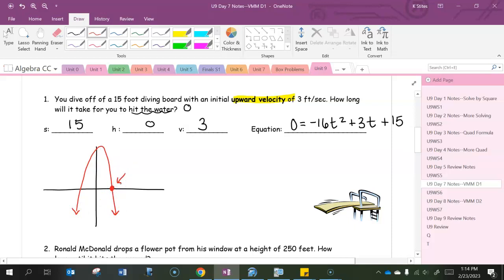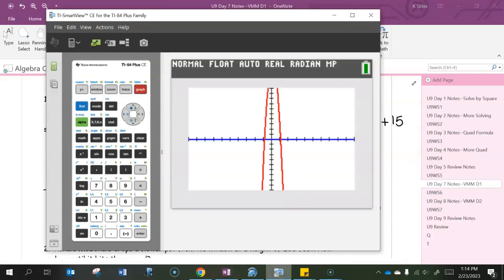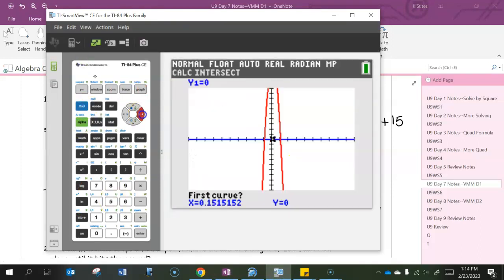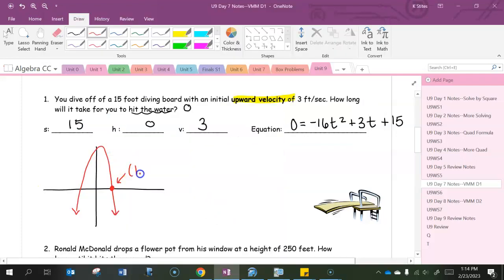So our time is where we're hitting the x-axis, and time cannot be negative. So I'm just going to go ahead and find this intersection point on the right. Second trace 5, move my cursor over. This is something we have done pretty recently, and then enter, enter, enter. And this is at 1.07 comma 0. And that means that it takes t equals 1.07 seconds.